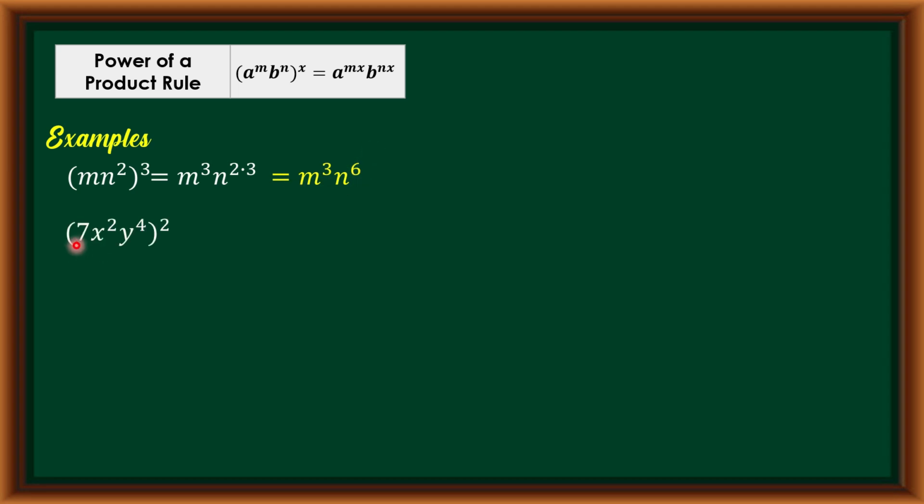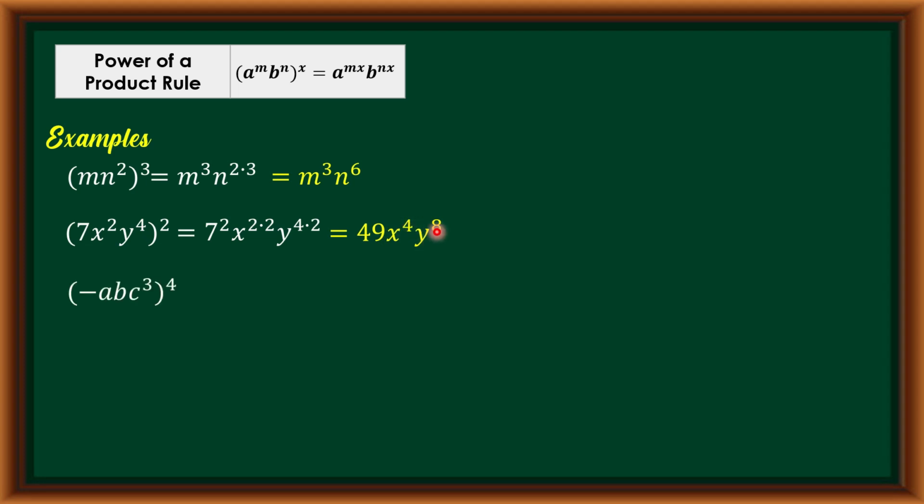We have quantity 7x squared times y raised to 4, raised to 2. Applying the power of a product rule, we will simply distribute 2 to the expressions inside the parentheses. So we have 7 squared, x raised to 2 times 2, y raised to 4 times 2. So let us simplify this one. 7 squared is equal to 49, and x raised to 2 times 2 is equal to 4. Y raised to 4 times 2 is equal to 8. Therefore, the simplest form will be 49 x raised to 4 y raised to 8.